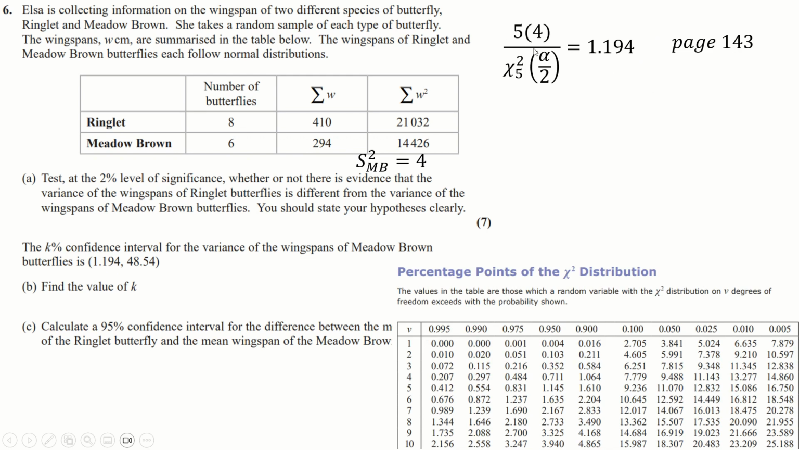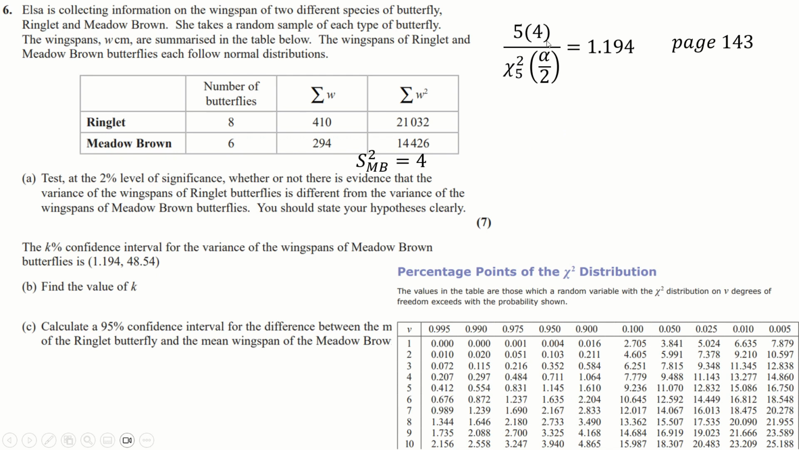But the way that they do this is they do n minus 1 times s squared here, which is just this 4. If you divide that by the critical value from the chi-squared distribution tables, you just get the lower bound, the bottom end of the confidence interval. Of course, if you're using this half of the chi-square distribution, you could also just look for the top half and you'd get a different value in here, but of course it would be symmetrical and you'd end up with the same answer in the end. But yeah, this is given on page 143. It's not in the formula book.